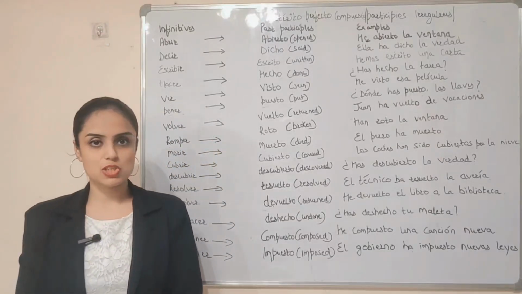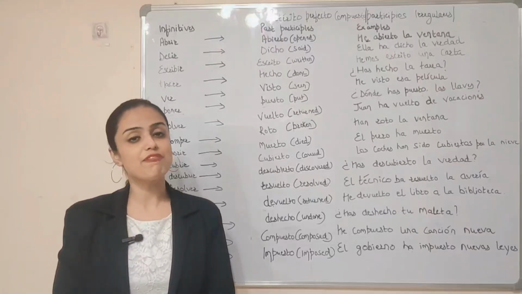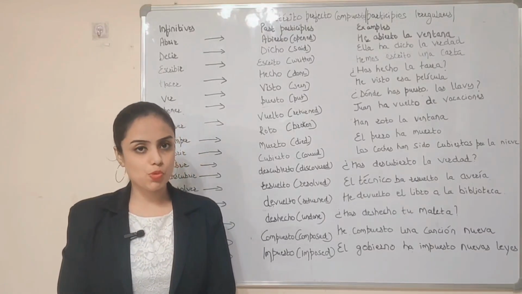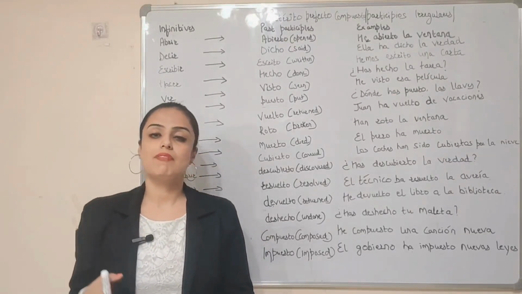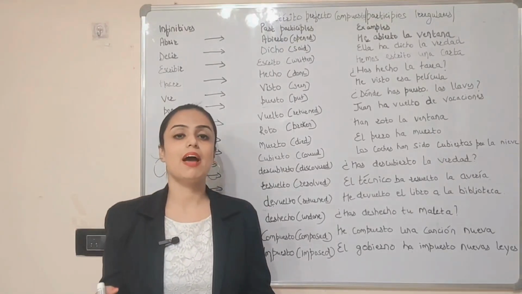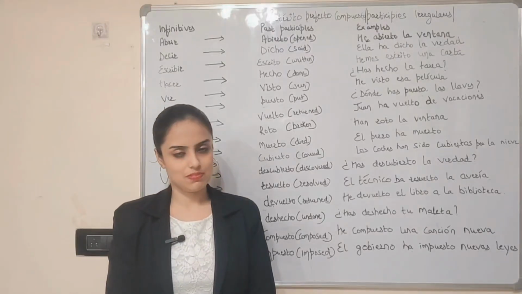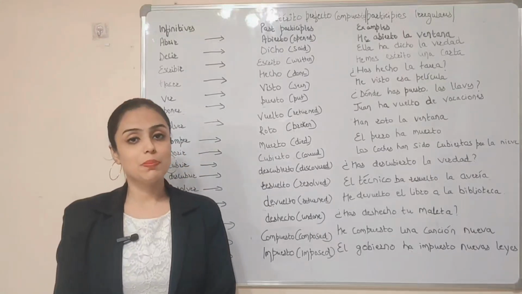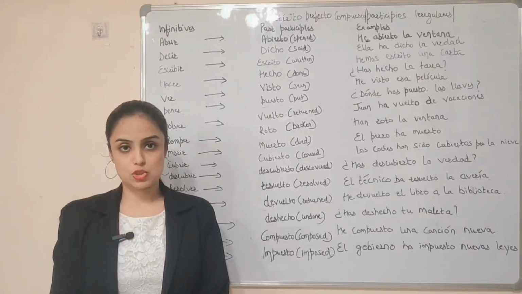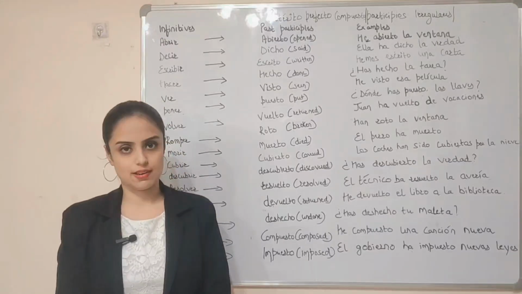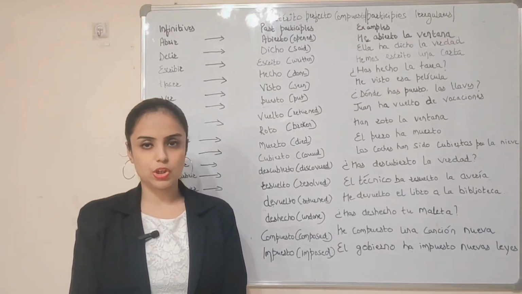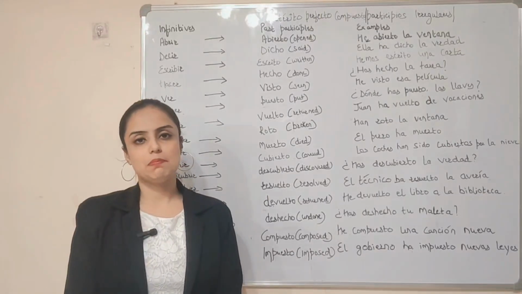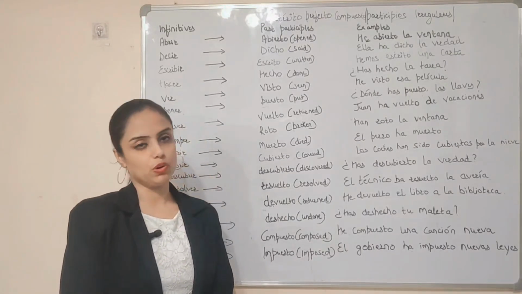So if you have watched my previous video, in it I covered the topic Pretérito Perfecto Compuesto. What is Pretérito Perfecto Compuesto? What is the structure? I explained that with the help of examples. So all that stuff I have covered in my previous session. Today's session is in continuation to that session, wherein I will be explaining Pretérito Perfecto Compuesto participios irregulares. If you have not watched that video, I request you to please watch it first. Then only you will be able to understand the concept of this particular video.